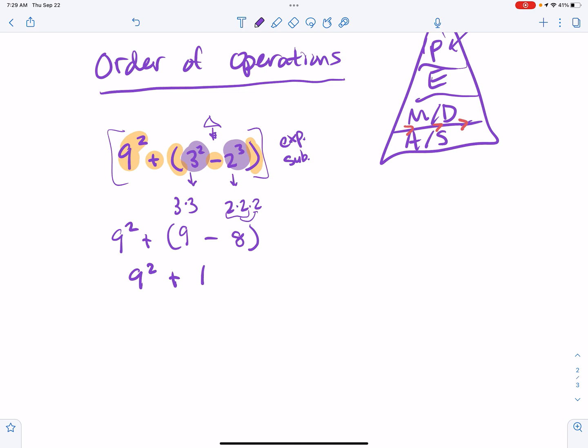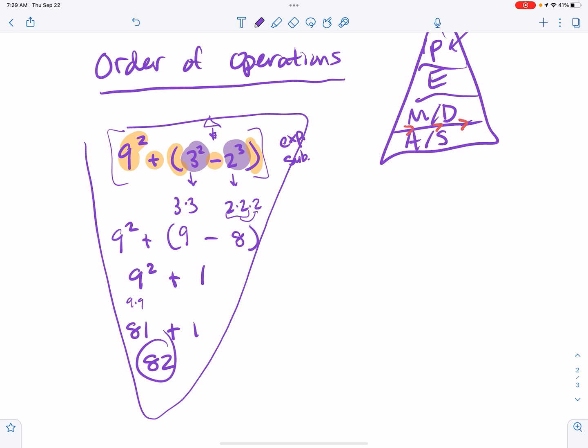Let's move on to the exponents. 9 squared, in my head, I'm thinking this is 9 times 9. That's 81. And now I'm just left with addition. So 82 is going to be our answer. And you can check to see, did I record enough work? Because it will be shaped like a pizza.